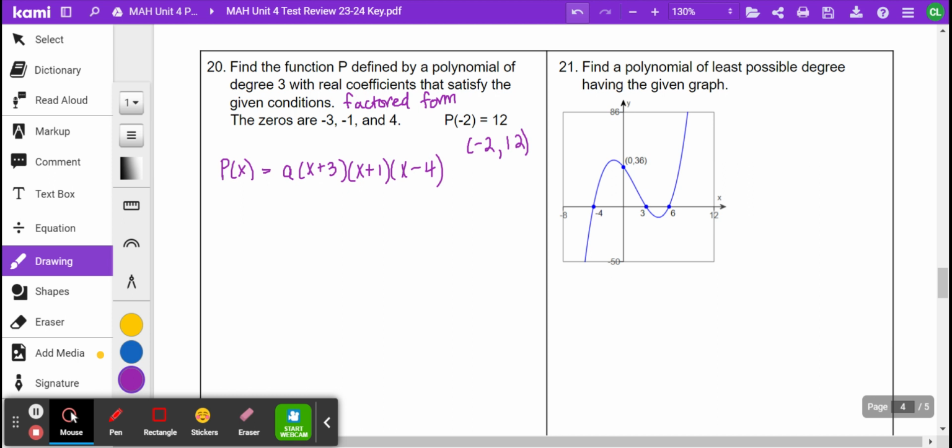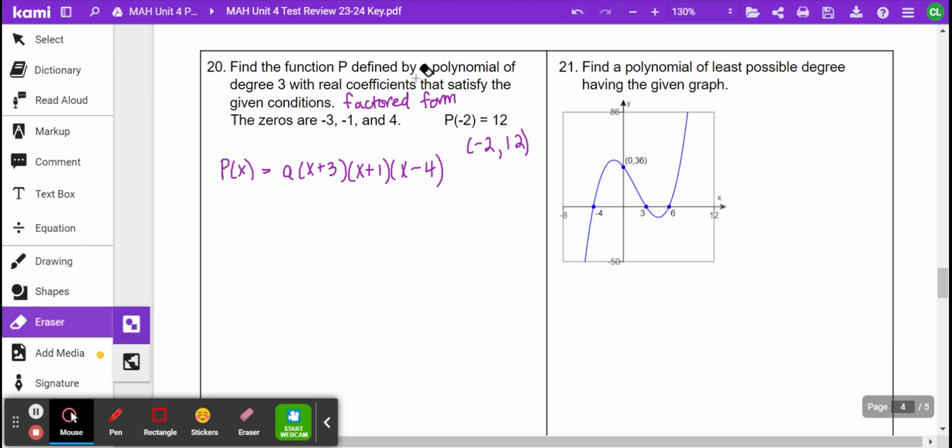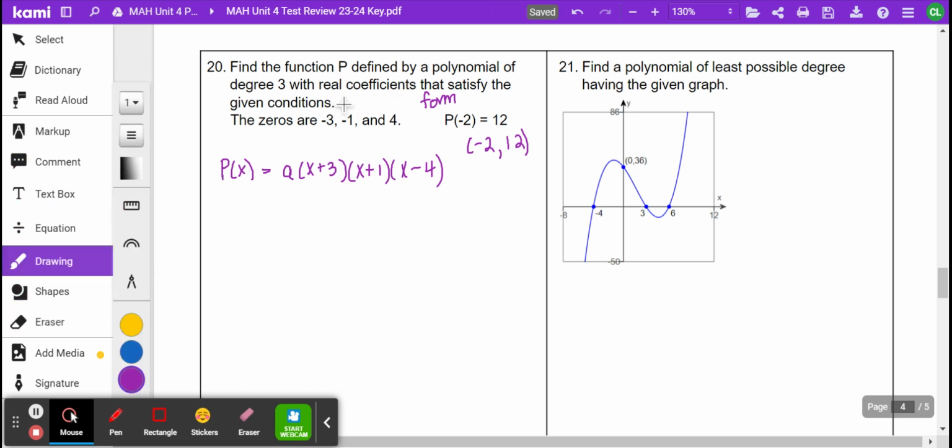And oh, this isn't in factored form. They want it in standard form. I'm so sorry, I'm looking at the answer. They did not say in factored form. So let's just change that. Again, we should have been clear on the instructions. So I apologize. Let's do standard form, but we'll do that after.